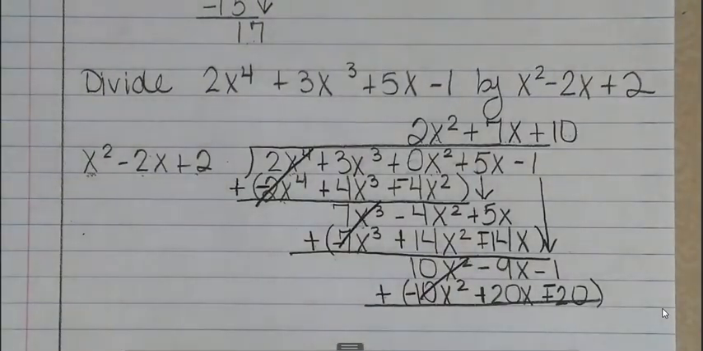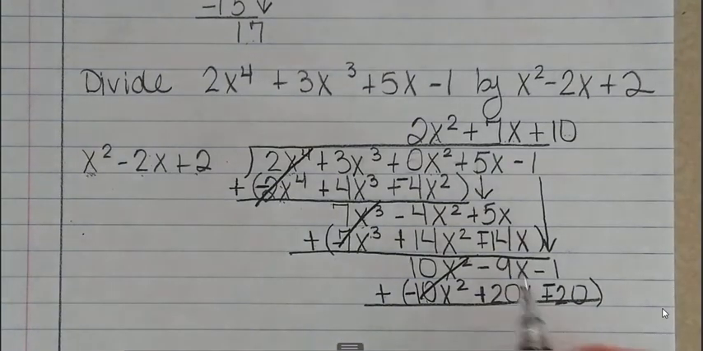The x squareds go away. See that pattern there? The first term's always supposed to go away. And this gives me an 11x minus 21.